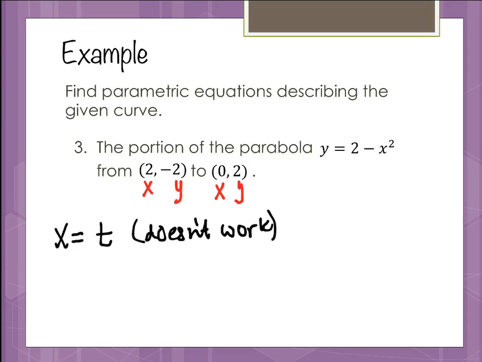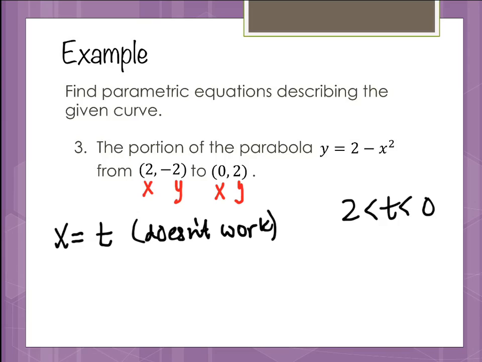Here's the problem. When we're done with the equation, whenever we get it, we want the t value to go between two sets of values. Well, if I let x equal t, and x goes from 2 to 0, then that means that t goes from 2 to 0. What's wrong with that? That's not increasing values, right? In other words, right now, I would have to write down this, based on what I'm doing. That doesn't work. Do you guys see that?